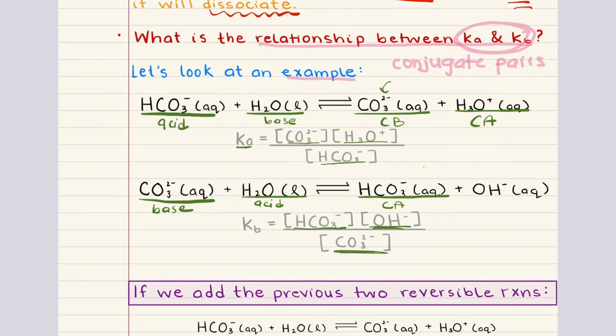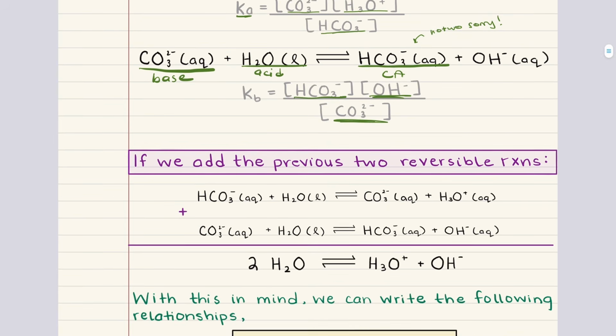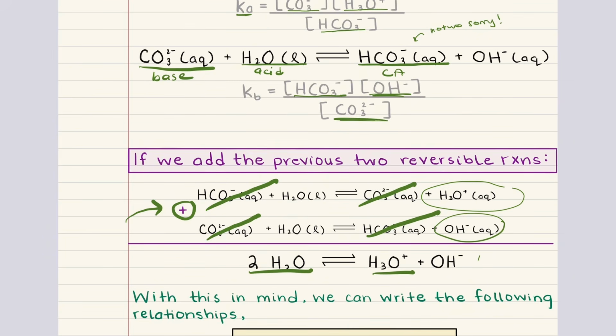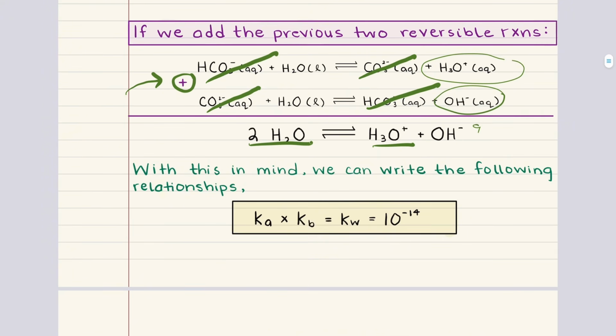Now, here's the clever step. If we take those two reversible reactions and add them together, most of the species cancel out. And what's left is simply two water molecules in equilibrium with hydronium and hydroxide. And that should look very familiar because it is the autoionization of water. The equilibrium constant for that process is Kw, which is the water dissociation constant.